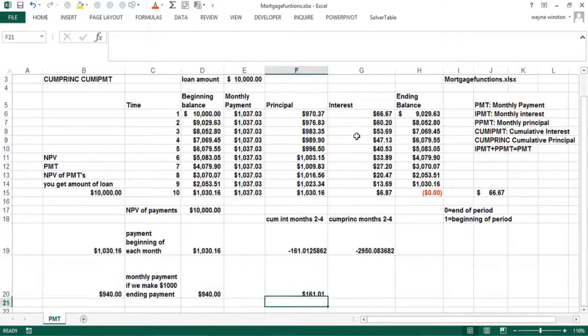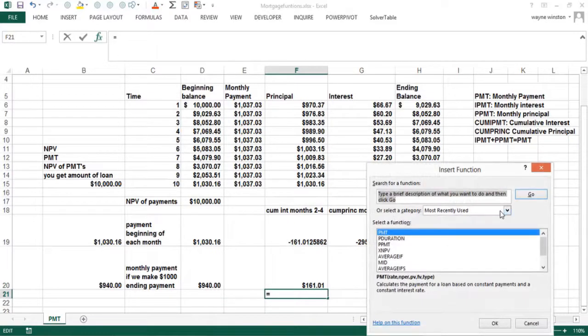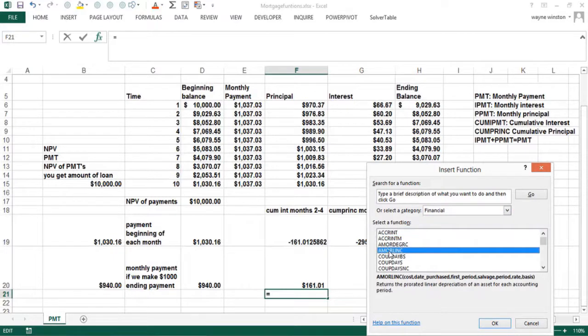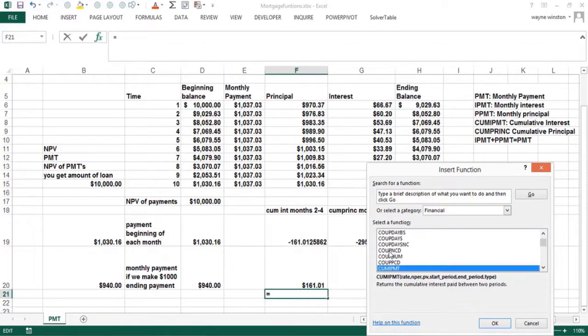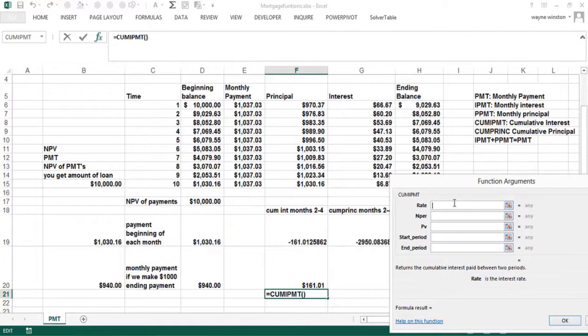So let's get that with the CUMIPMT function. If I go to the function wizard, go to financial functions and type cum, I get CUMIPMT. Let's fill this in. The rate per period is 0.08 divided by 12. It's a 10-month loan. I'm borrowing $10,000. You need a positive in there. I'm starting in period 2, and I want to know through period 4 what goes to interest.